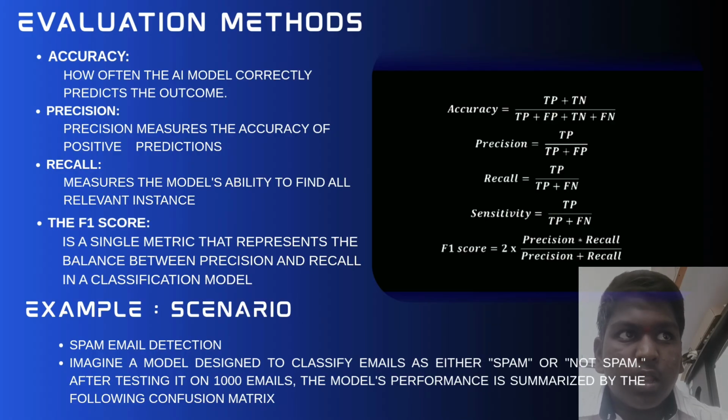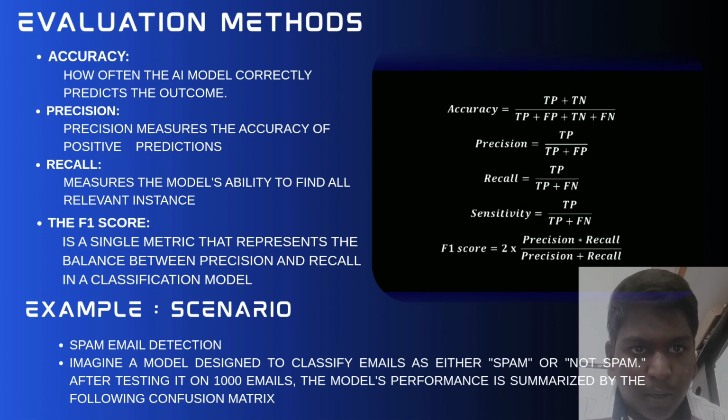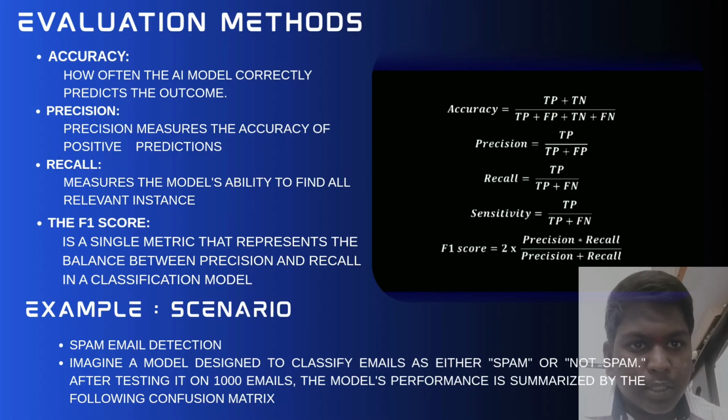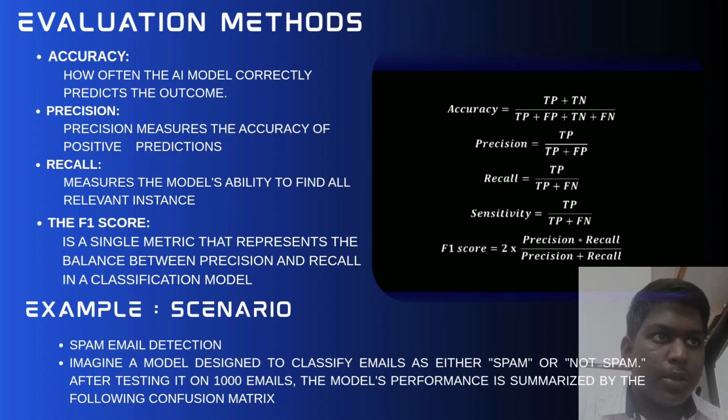Same in precision. The formula for precision is precision equal to true positive divided by true positive plus false positive. In the numerator we only have true positive, and in the denominator we add both the positives, true positive and false positive. In recall, the formula is recall equal to true positive divided by true positive plus false negative. In recall, the numerator will be true positive but the denominator will be true positive plus false negative.